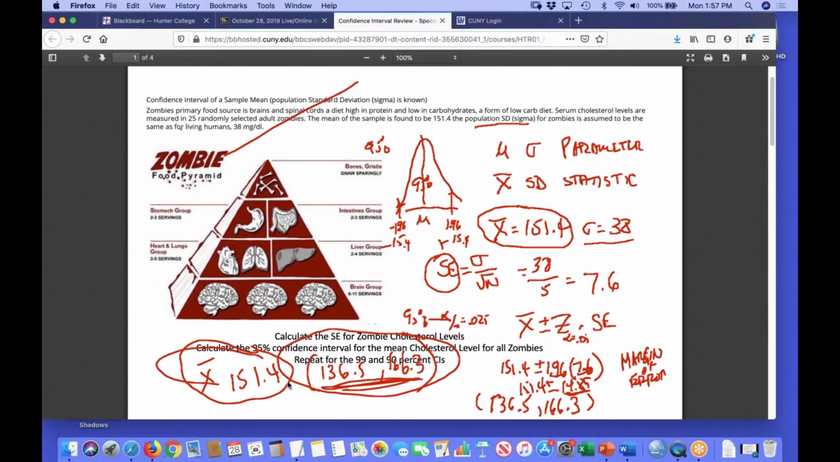Your sample came out to be 151.4, but you're 95% certain that while the sample doesn't give you the exact population mean, the true population mean lies between those two numbers. So you have a lot more power. So now, what about here? The next thing I said was, repeat this for 99 and 90% confidence intervals.